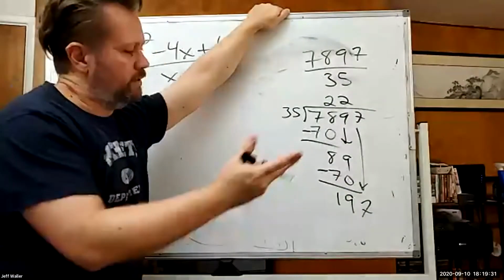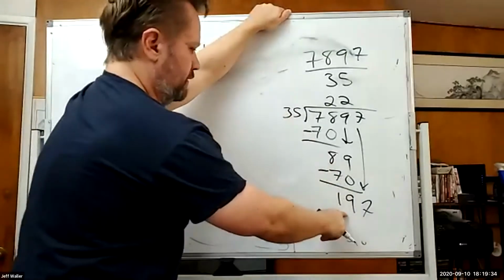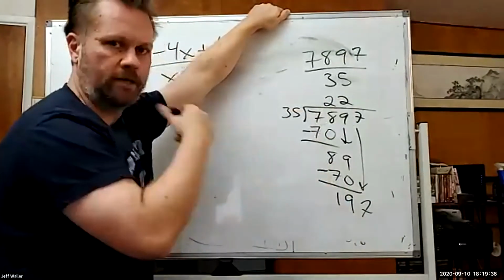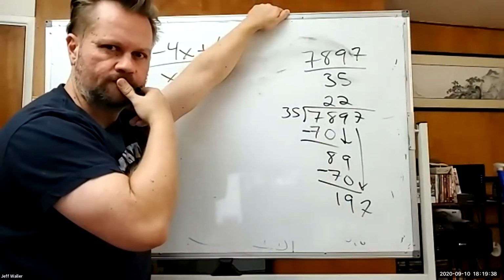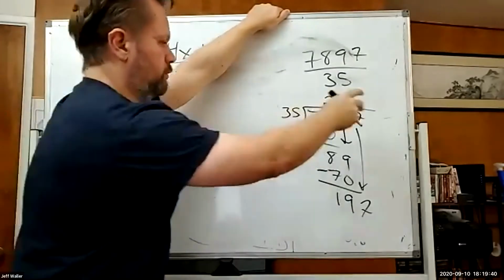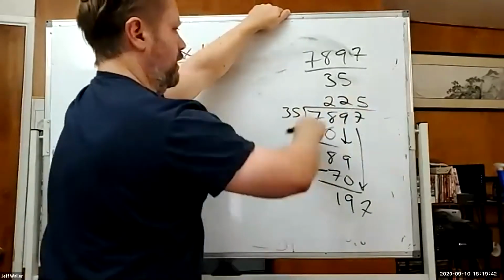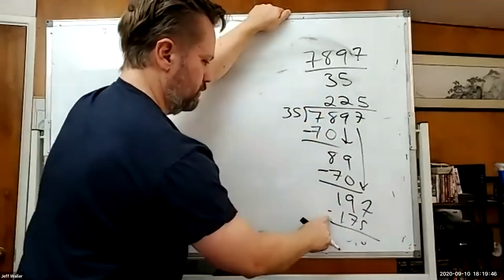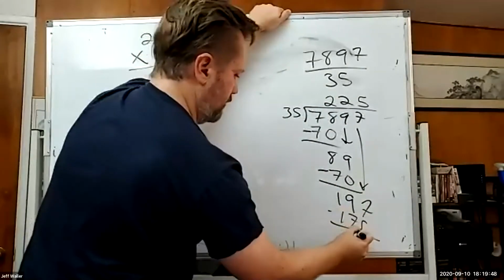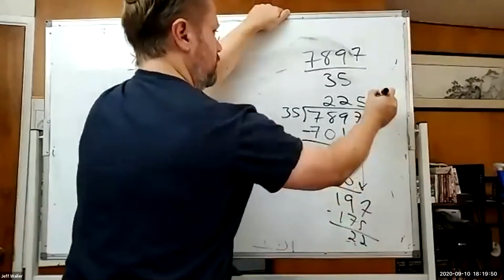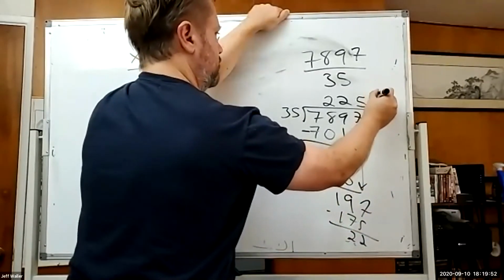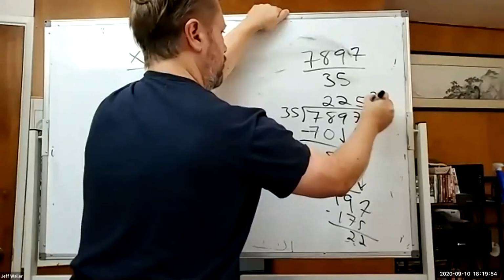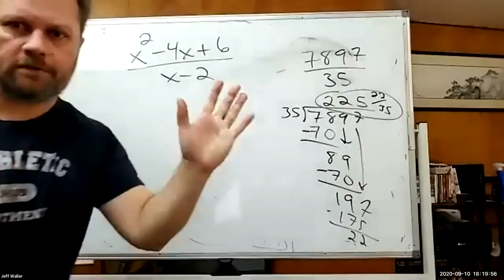So here's where things are going to break down a little bit. 3 goes into 19 6 times, so that's going to end up being too much, right? So I'm going to do 5. That'll be 175. Change the sign. I get, what is that? 22. And so then I'm going to put up here plus 22 over 35. All right. That was a trip.